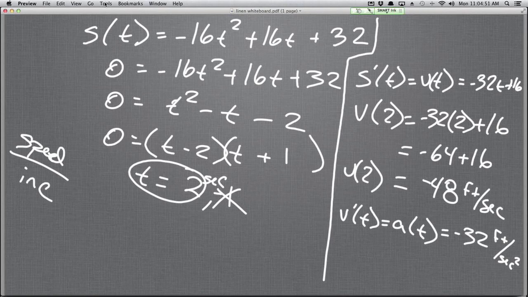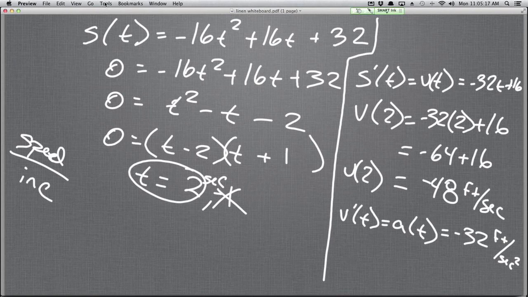How do I determine if velocity is increasing or decreasing? If acceleration is positive, that tells me velocity is increasing. Is my acceleration ever positive? No, so that means my velocity is always decreasing.